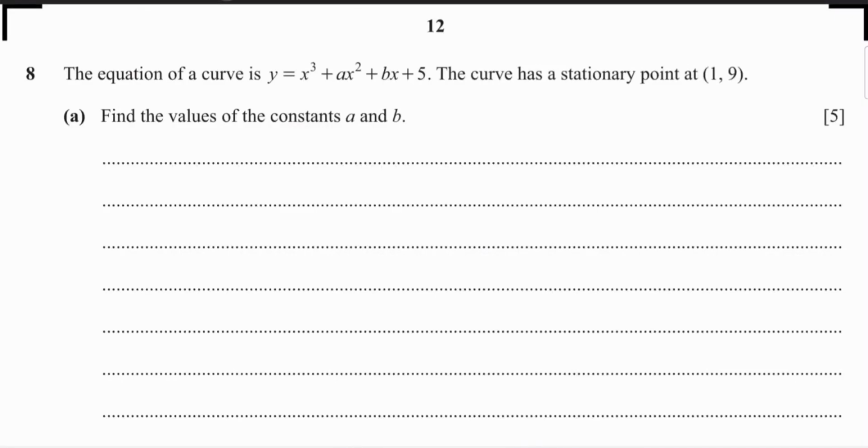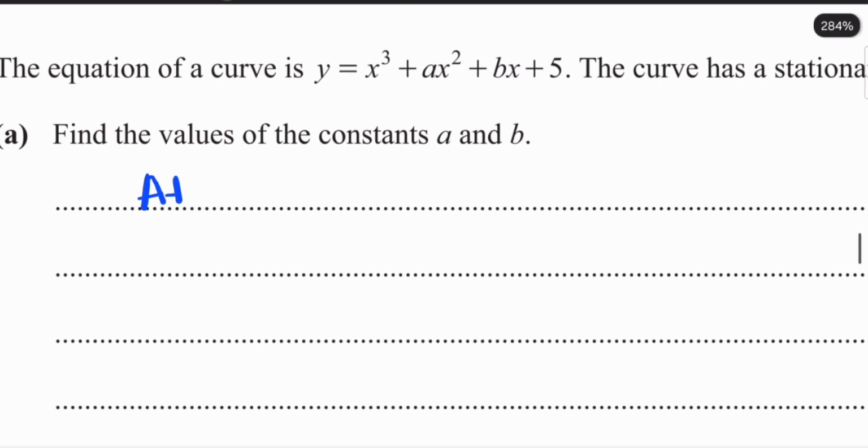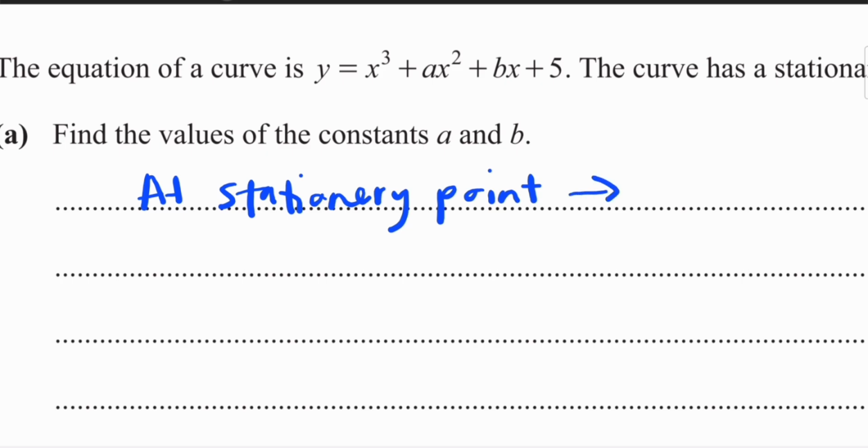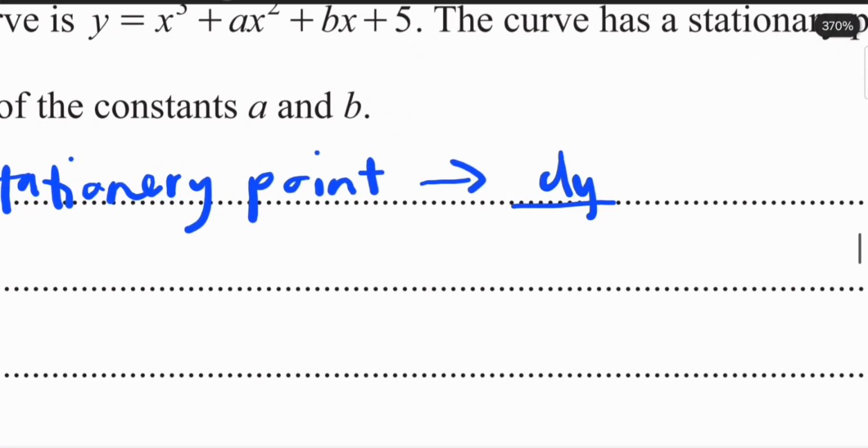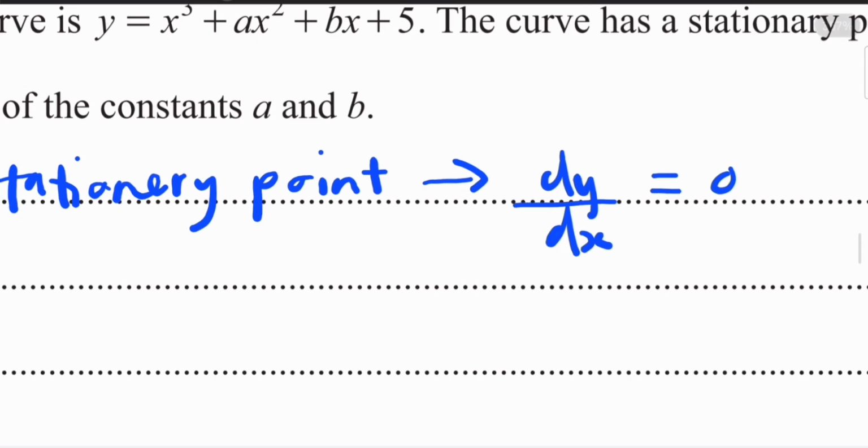For number 8, we're told that the equation of a curve is y equals x to the power 3 plus ax squared plus bx plus 5. The curve has a stationary point at (1, 9), and part A says find the values of the constants a and b. Right? So we know that at a stationary point, gradient or dy/dx is equal to 0, right?